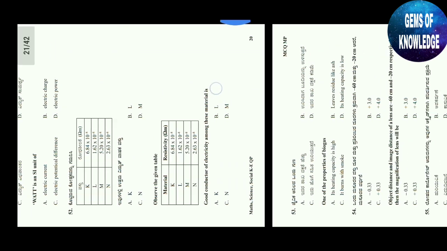Then moving to the next question, 53. One of the properties of biogas. Four options have been given and we have to find out which is the property of biogas. The first property: its heating capacity is high. Yes, obviously the heating capacity of biogas will always be high. Option B: leaves residues like ash. No, it does not leave any residues like ash.